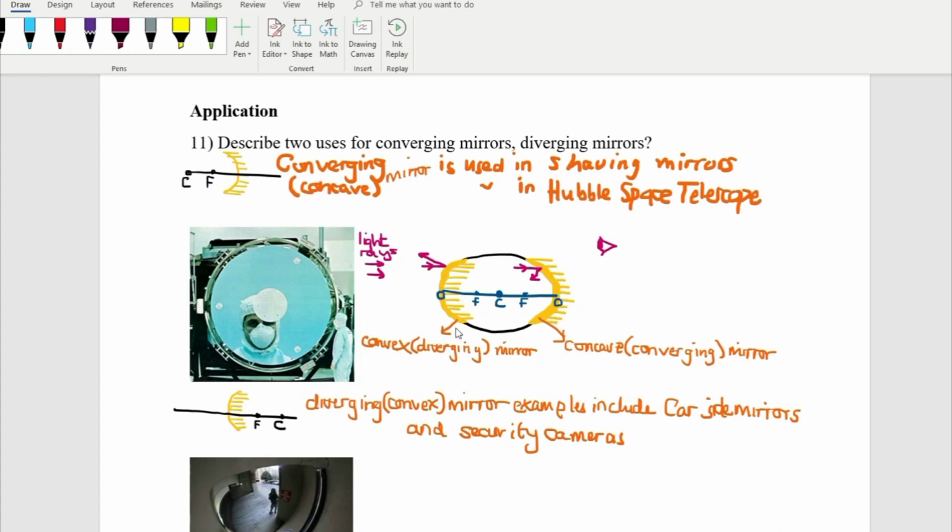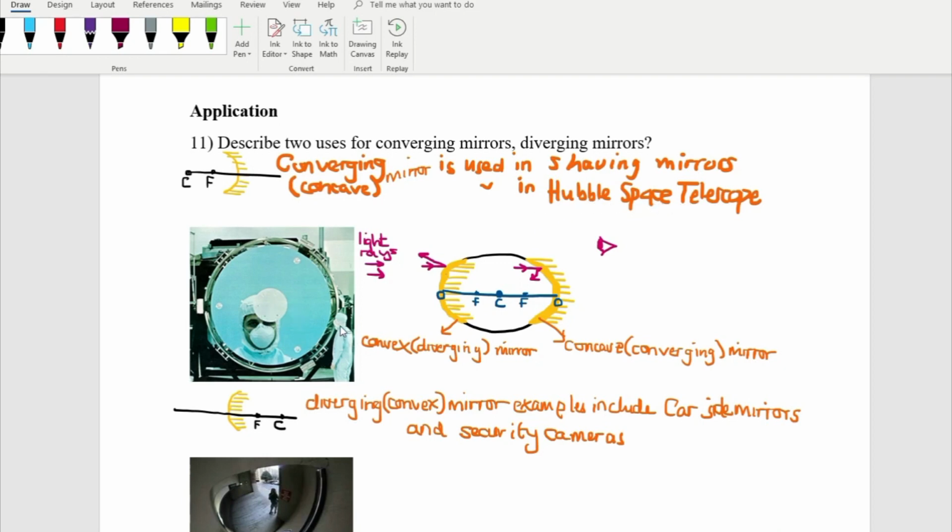that the smooth surface shows a divergent aspect related to the rays, while on the other side there is a convergent effect. So the convergent effect is related to the concave mirror. However, on the other side, the divergent effect is linked to the convex mirror. Converging mirrors are usually used in shaving mirrors to see clearly, and also in the Hubble telescope, which is what you see right here.